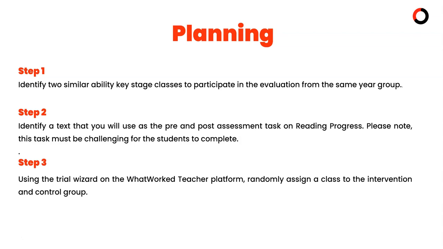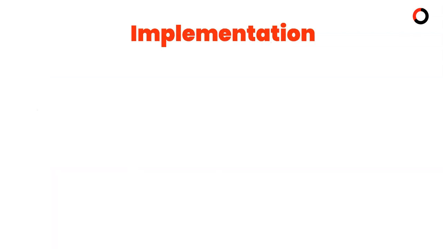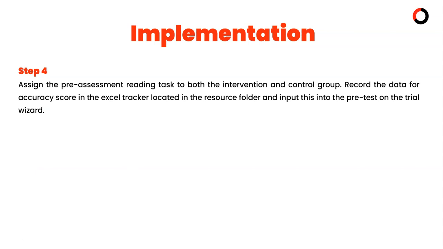And then step 3, using the trial wizard on the What Works Teacher platform, you randomly assign a class to the intervention and the control. So implementation. Step 4 is you assign the pre-assessment reading task to both the intervention and control group. You then record the data for the accuracy score in the Excel tracker located in the resource folder, and then input this into the pre-assessment area of the trial wizard.